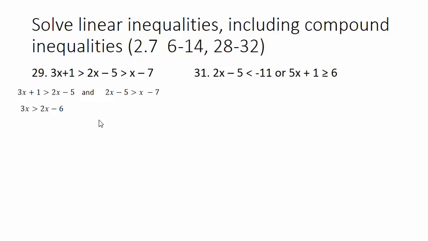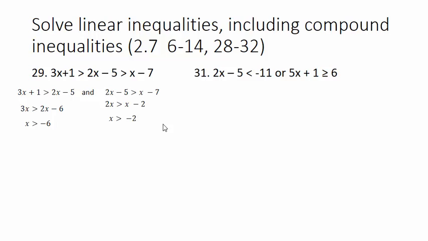Okay, these are linear again, so I just isolate x. So if I subtract 1, I get 3x is greater than 2x minus 6. Subtract 2x. Looks like I messed up my animation there again, but subtract 2x and we get x is greater than -6. Solve the other side. You add 5 to both sides. You get 2x is greater than x minus 2. And then subtract x from both sides. X is greater than -2.